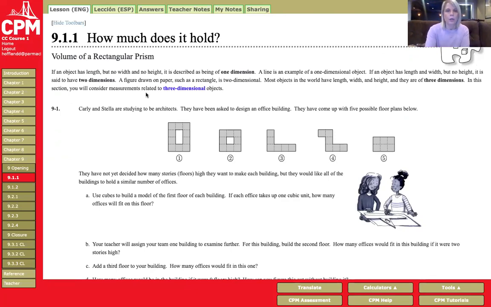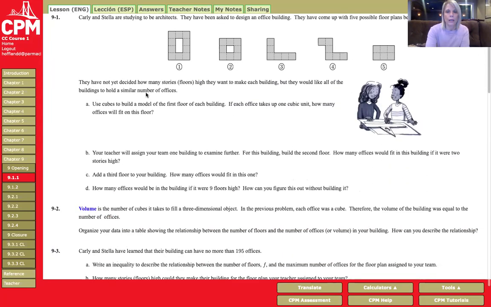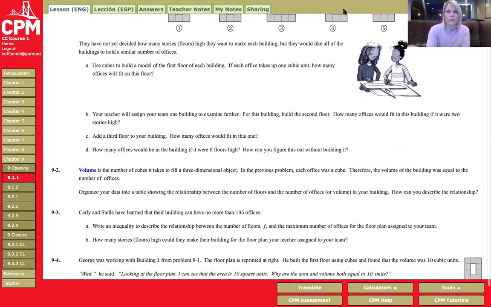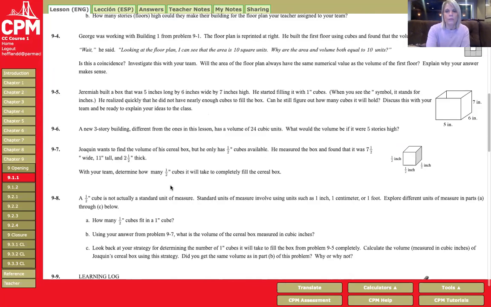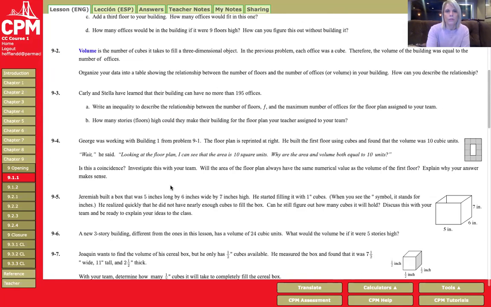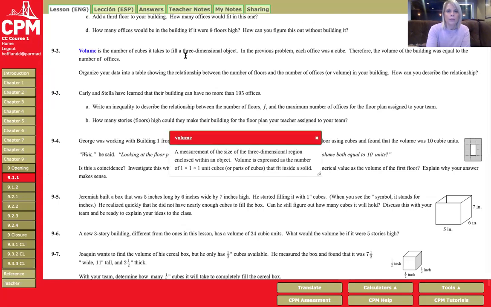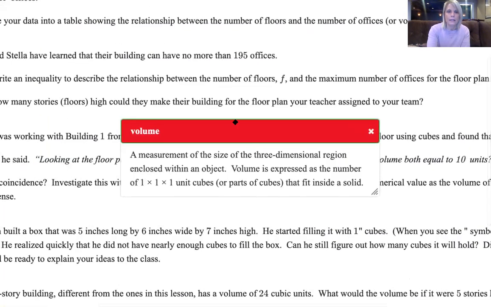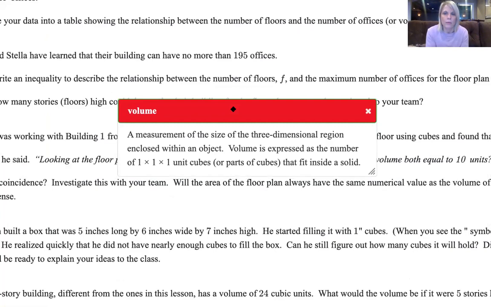So I think we're good now. So what we're doing for volume, I know a lot of you have done volume or probably remember it from science, but we're just going to do a quick review of some easy volume, and then we'll get to more difficult volume. And all volume is, as this definition says, is a measurement of the size of a 3-dimensional region enclosed within an object. Volume is a 1 by 1 by 1 unit cubes that fit inside a solid. So it's filling something with cubes.